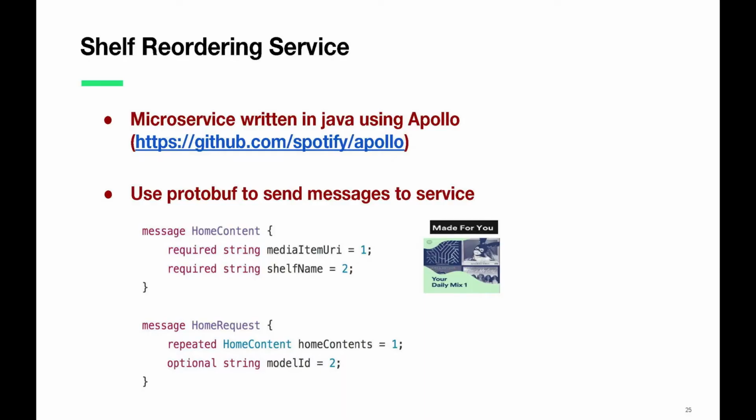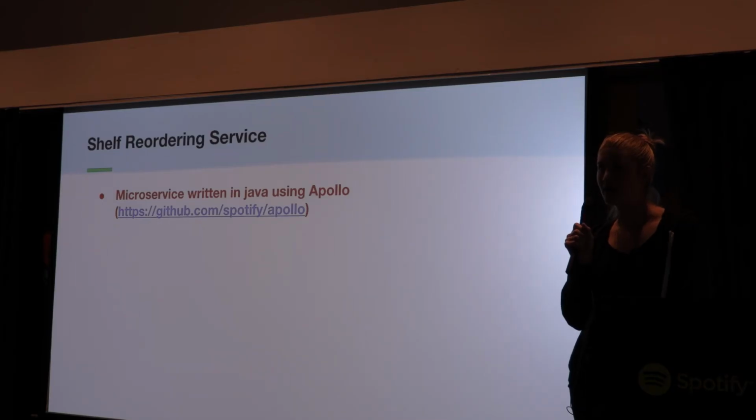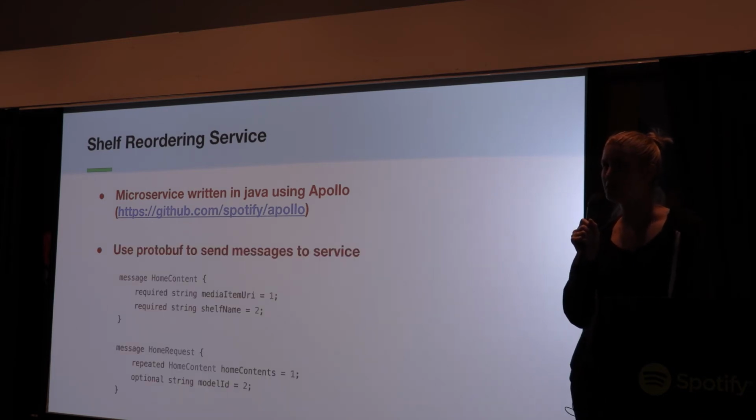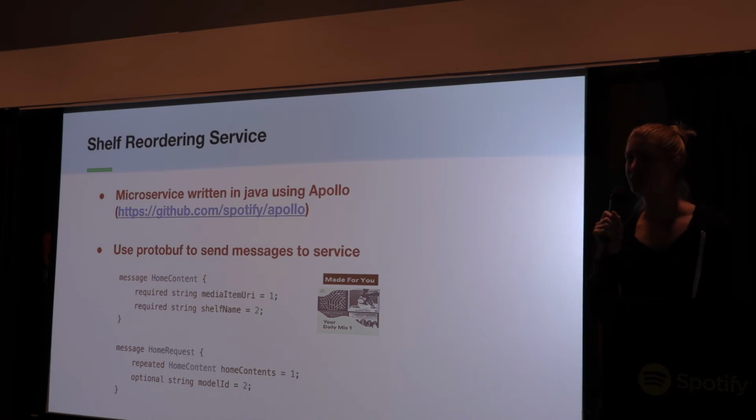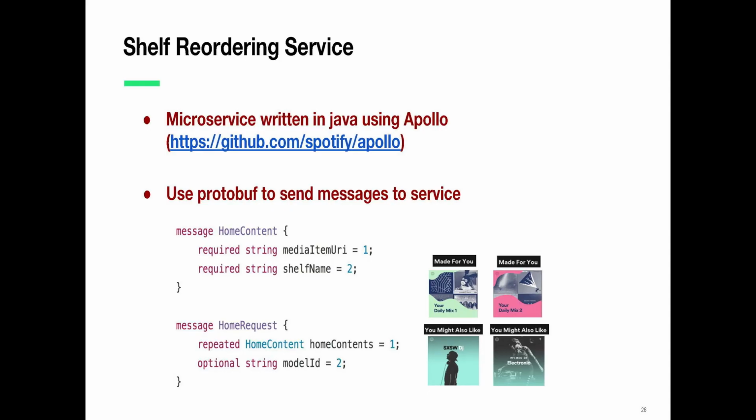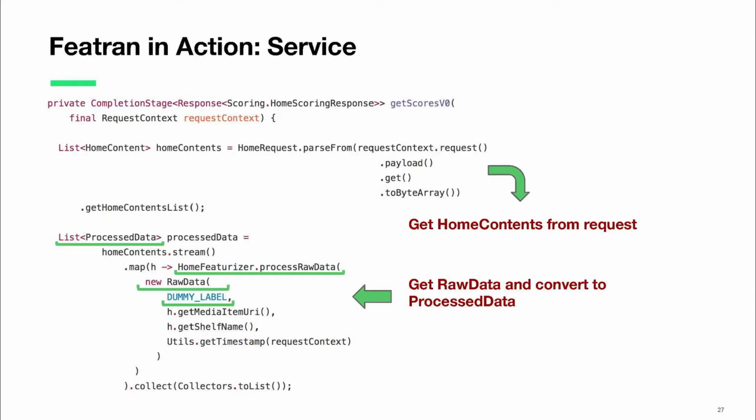OK, so let's take a look at the shelf reordering service. Just a side note before I go into the details is that at Spotify, our microservices are written in Java using Apollo, which is an open source library, and we also generally use protobuf to send messages to the service. So in our case, we want the messages to have the media item URI along with the shelf name. And then we can think of a home request as having just a bunch of this information. And so that's going to be the input to the reordering service.